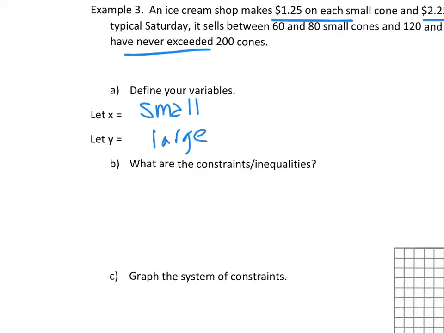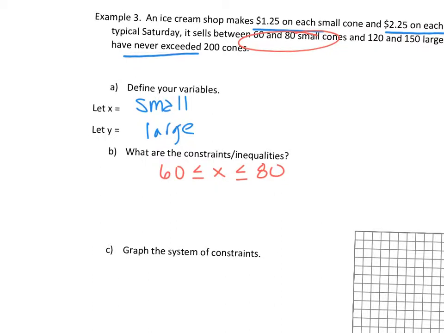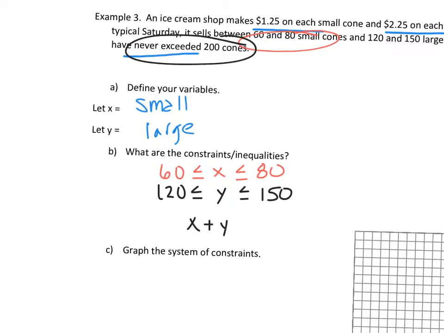So what are our constraints? What are our limitations? Well, our limitations are that we sell between 60 and 80 small cones. So 60 is less than or equal to X is less than or equal to 80. And the other constraint is that the large cones are between 120 and 150. Also, we know that the total number of cones has never exceeded 200. So this means that X plus Y has to be less than or equal to 200.